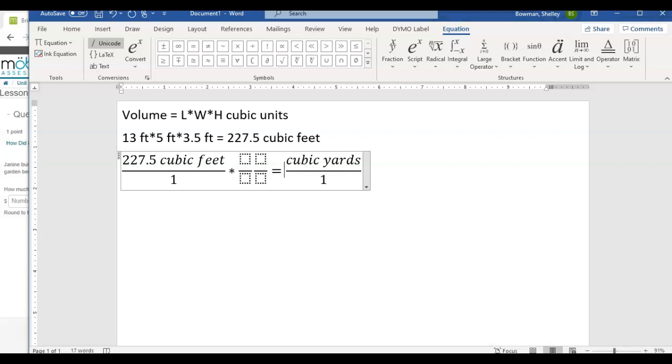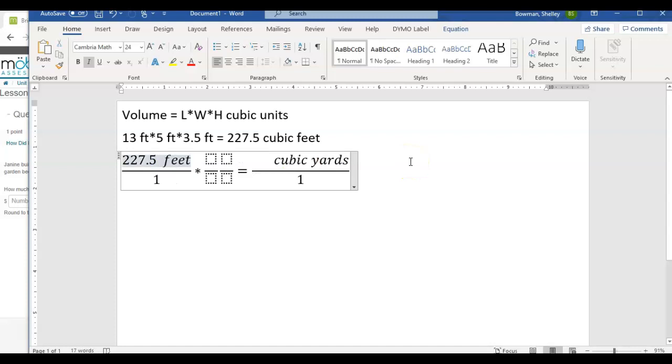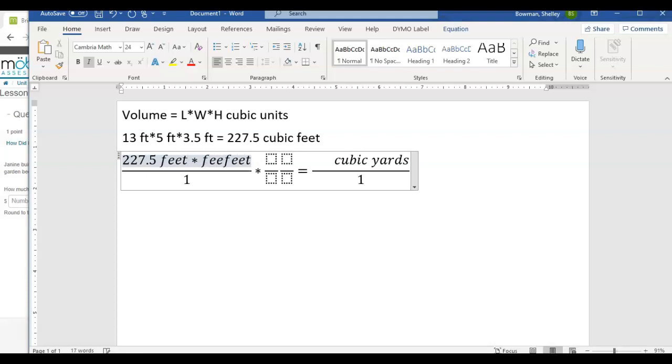We're working towards cubic yards and we'll get there. We don't have the answer here, so if you want to give yourself some space, say we're working there. Okay, the first thing I'm going to do is change something here. I'm going to rewrite cubic feet as feet times feet times feet.